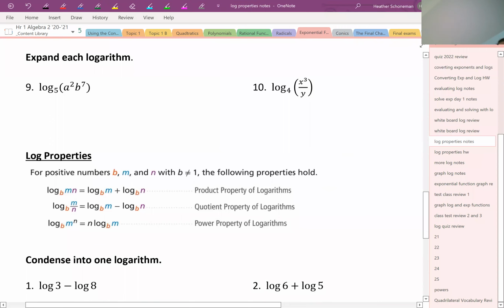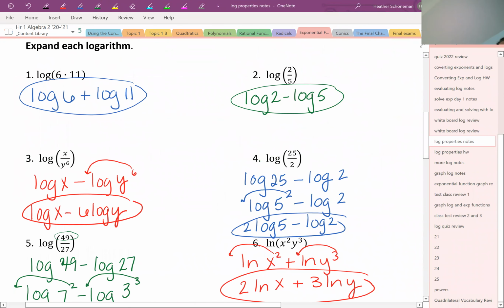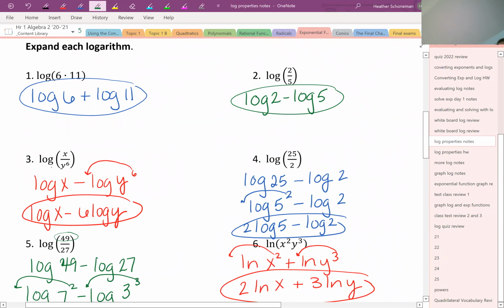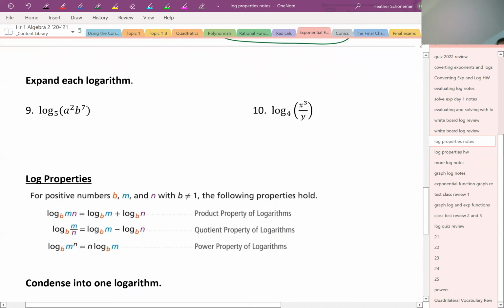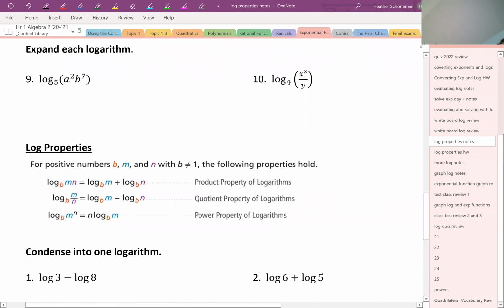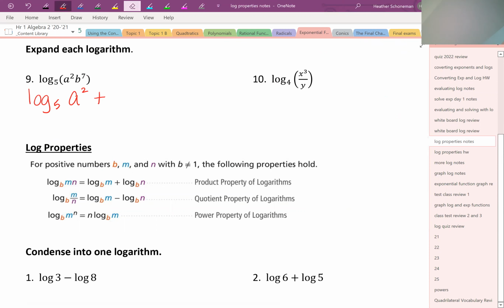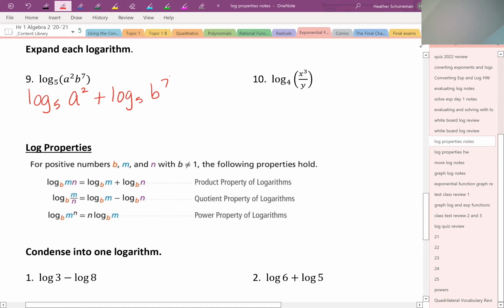Okay. These look different because the ones up here that we started with were just logs and there was no base. And remember, if there's no base, there's an invisible 10. But these have a base. But even though they have a base, it still doesn't change my rules. So on number 9, it's multiplication. So I'm going to separate it with addition. So I have log base 5 of a squared plus log base 5 of b to the 7th.